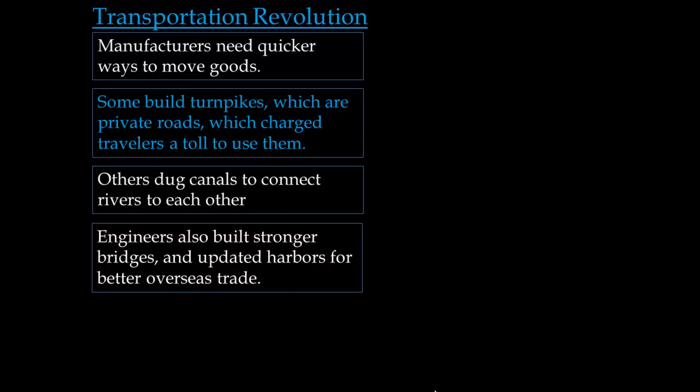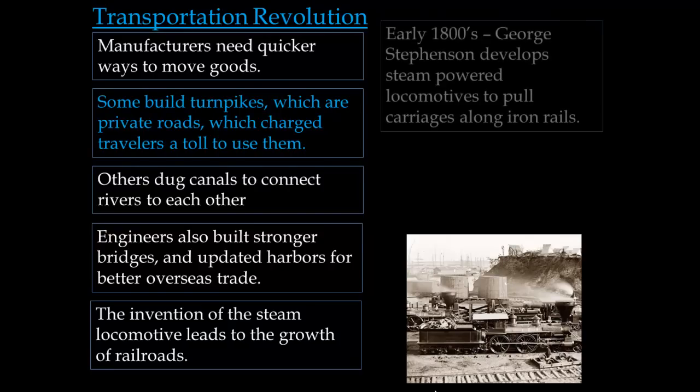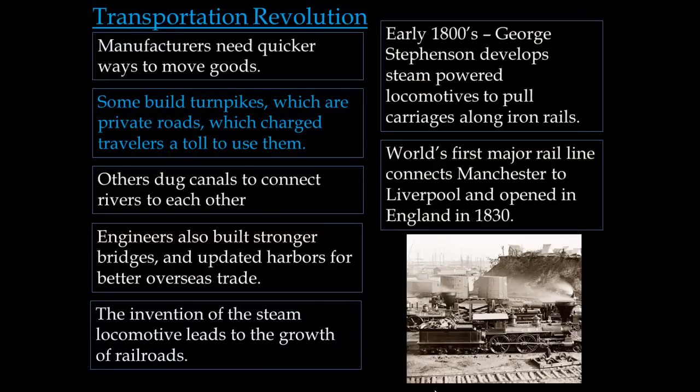Now, finally, one of the biggest, probably, and most important is the invention of the steam locomotive. This is going to lend itself to the growth of railroads, and it all started in the early 1800s when a guy by the name of George Stephenson develops the steam-powered locomotive that pulls carriages along iron rails. Why this was important is because for the first time, people had a way to ship goods overland. For the most part, they'd been relying on, well, where does the river go? We have to follow the river and maybe dig a canal here. Now they could create a railroad wherever they wanted from point A to point B.